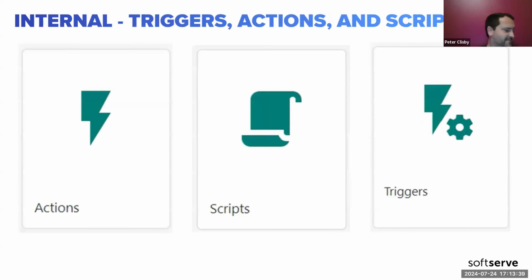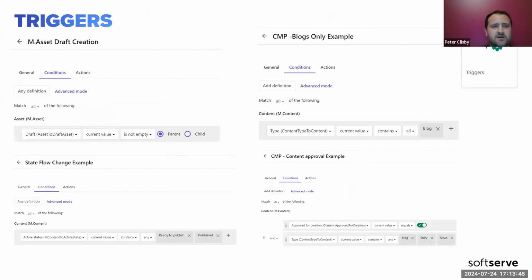So moving on to touch briefly on actions, scripts, and triggers. For people that have worked with Content Hub, this will probably not be news. But looking at some triggers here and some examples, you can configure conditions within them. You can see where you're setting the entity type, and in this M.Asset draft creation, we're looking at M.Asset.